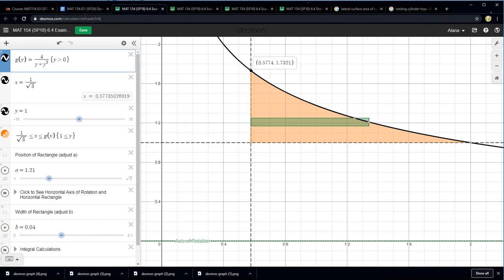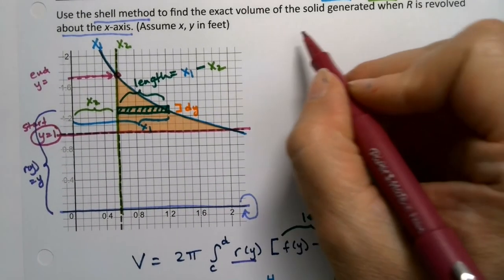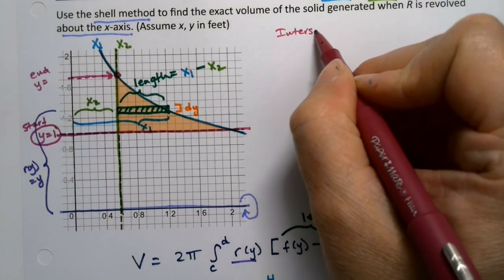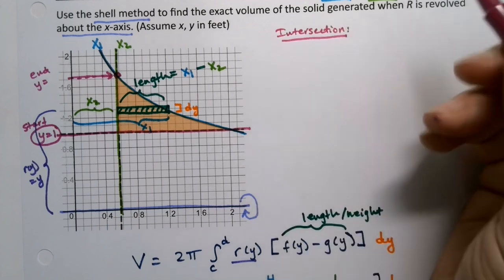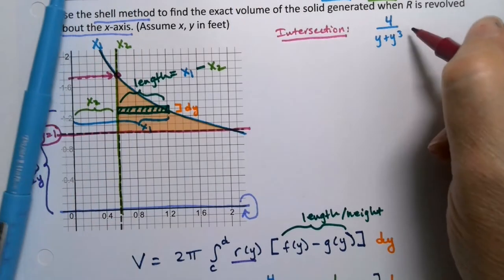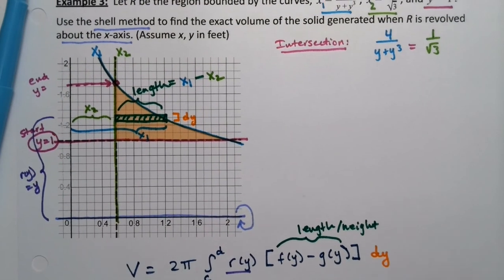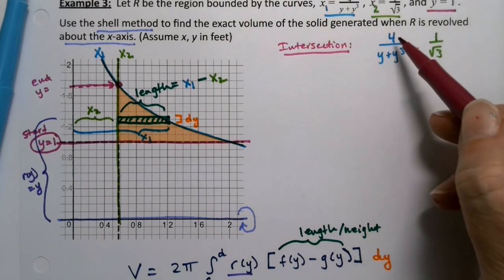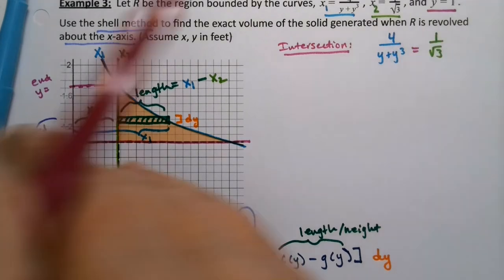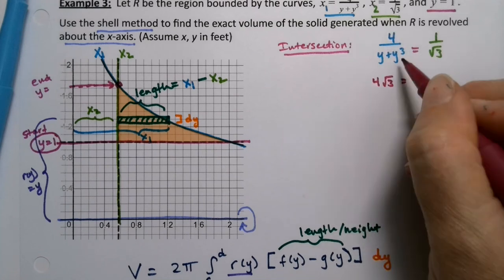Okay, well, I know what that is just off the top of my head. Do you know what that is? Maybe? Let's see if I can make a logic argument. All right, so let's think about this. If you want to find the intersection, you want to let 4 over y plus y cubed equal 1 over the square root of 3. There's not a good way to do this. This is a proportion, by the way, so you can think of it as cross multiplication. What you're really doing is multiplying out both denominators. So you'll get 4 square root of 3 equals y plus y cubed.